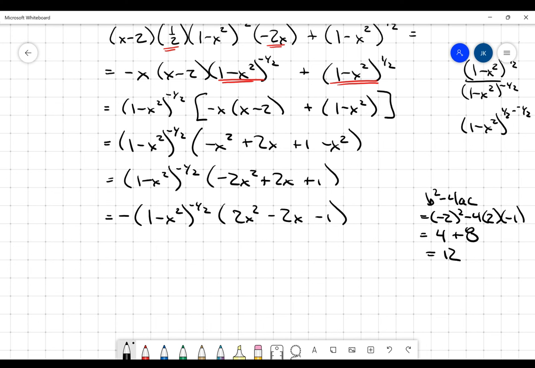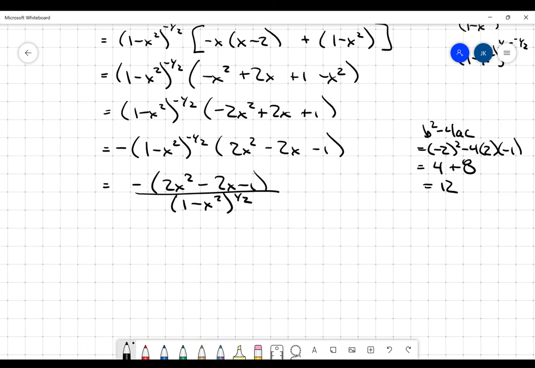What I'm looking for there is a perfect square. If the discriminant had been a perfect square, then I could have factored that further, and I can't. So this might be as far as you need to take it. Although some of your teachers might expect you to go a little bit further and take that 1 minus x squared, because of the negative exponent, down into the denominator. You may even be required to do this. So this is going to be minus 2x squared minus 2x minus 1.